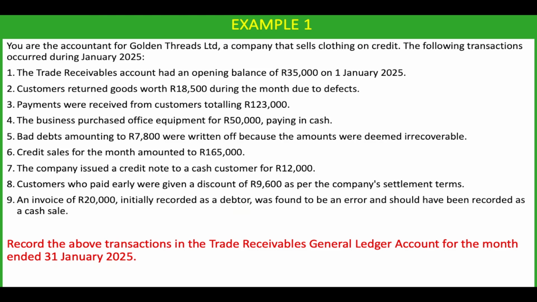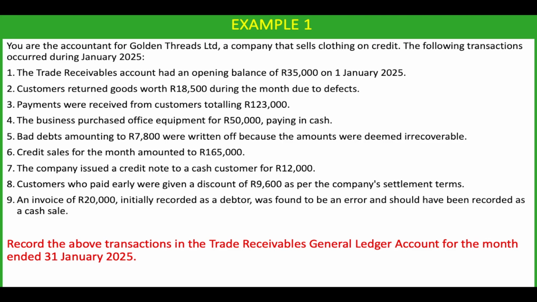What decreases our trade receivables? The obvious one is whenever they pay us. That means it decreases how much we are owed by our trade receivables. And the other one is, of course, whenever they return goods to us that they bought from us on credit, then we would have to remove that amount for those specific goods. So those are the things that you need to have in your mind as you are doing the trade receivables general ledger account. So let's go through them one at a time.